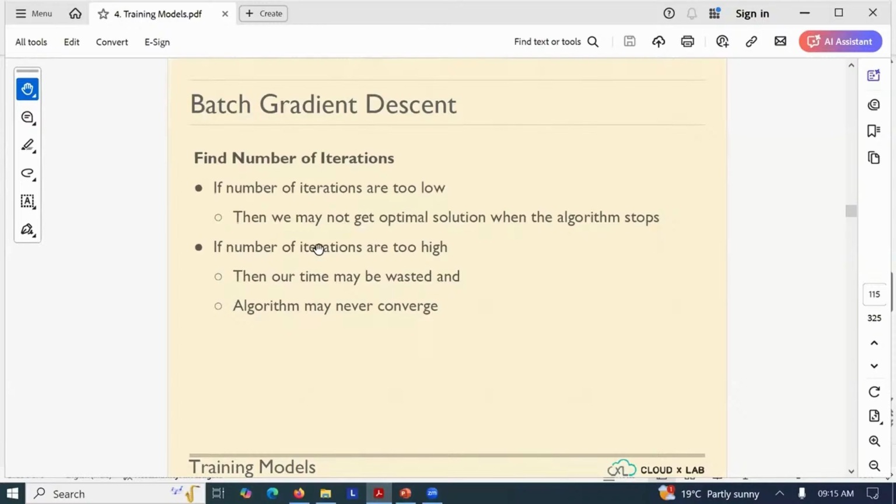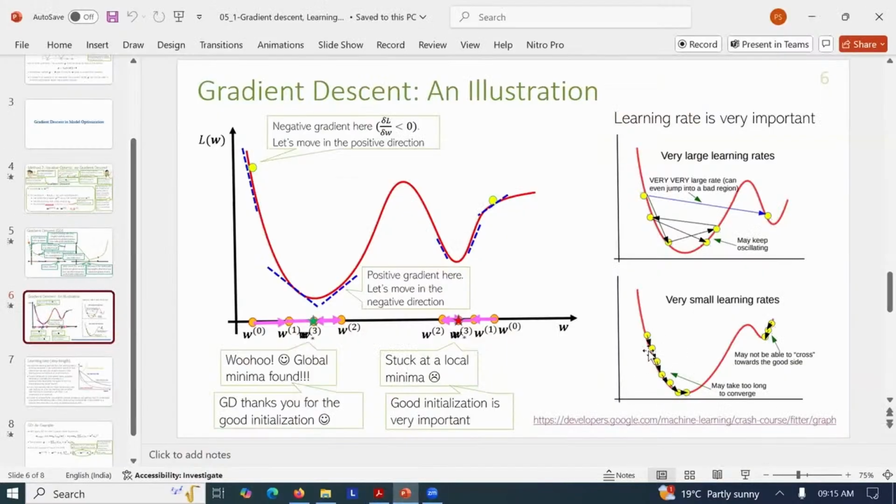And if the number of iterations is too high, let's say you are taking a very small learning rate and the number of iterations is also very high, then it will take more iterations, more updates. It will take huge time to get to this optimal position, right?